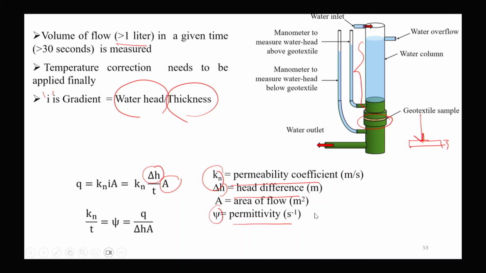Permittivity, psi is the permittivity, and T is the thickness. So using this relationship, we can calculate the flow rate. Okay. So Q is the flow rate.